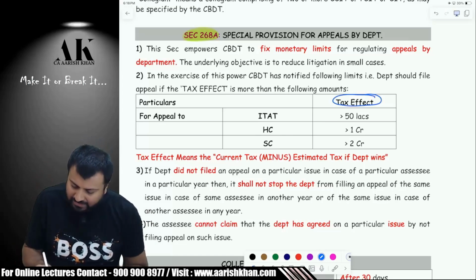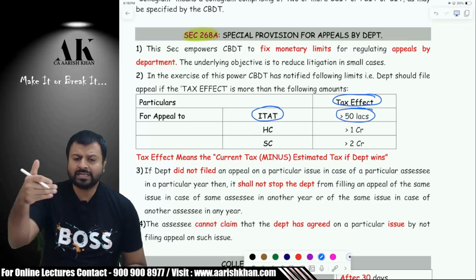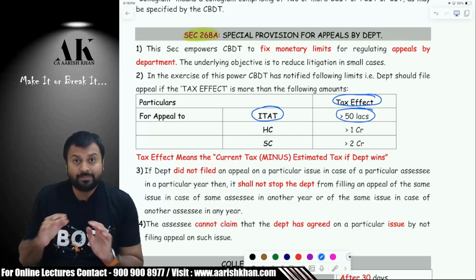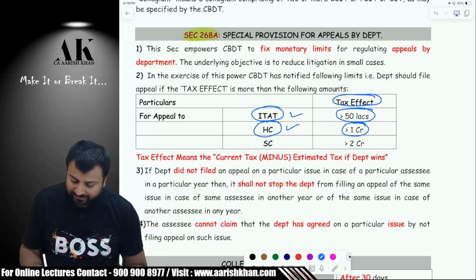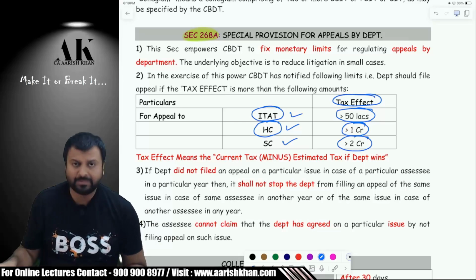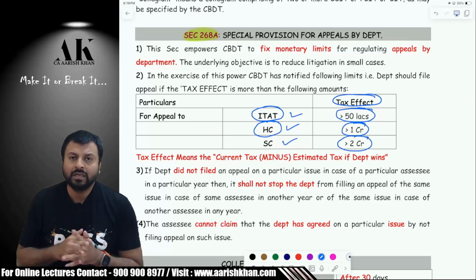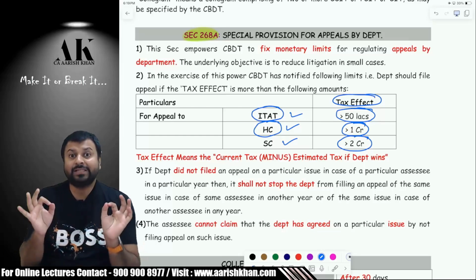If the tax effect is greater than 50 lakhs, then the department will appeal to ITAT. What if the tax effect is less than 50 lakhs? Then the department may appeal, may not appeal. Second, if the tax effect is greater than 1 crore, then the department may appeal to High Court. And if the tax effect is greater than 2 crore, then the department may appeal to Supreme Court. Okay. Now listen carefully. What is a tax effect, sir? What do I mean by the term tax effect?